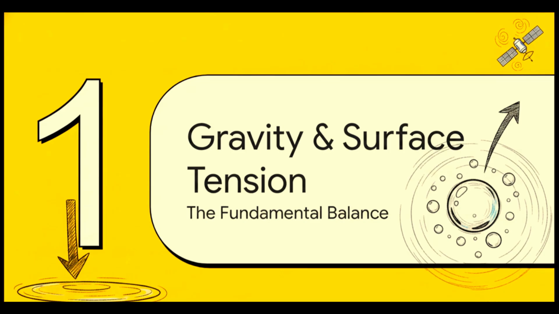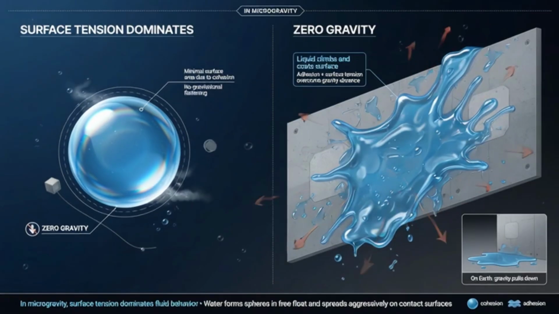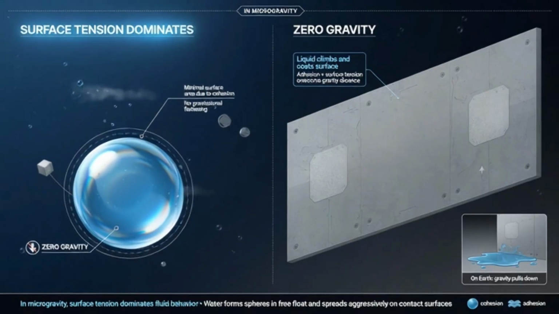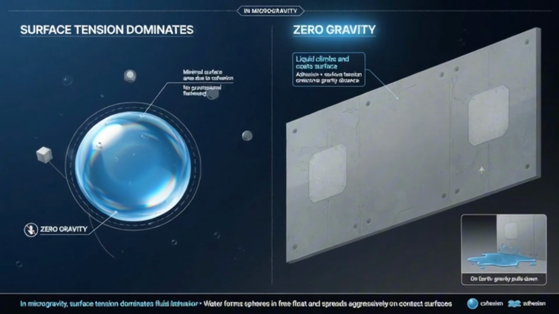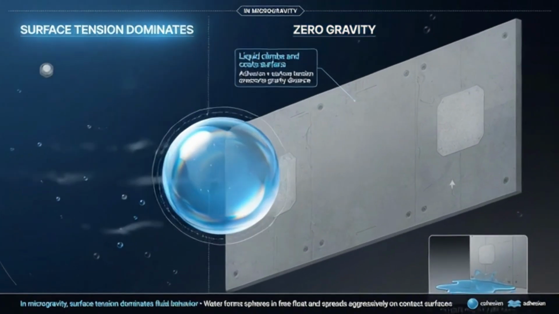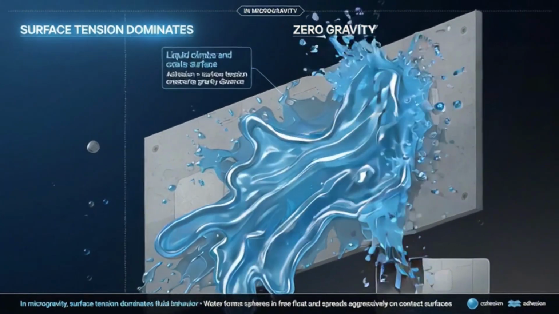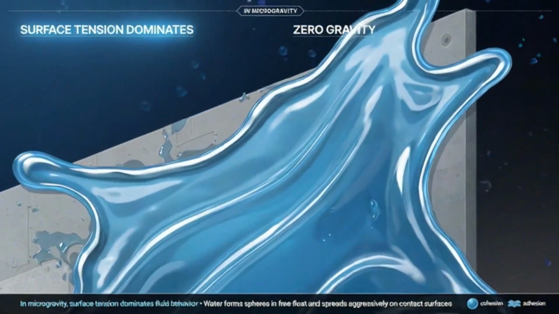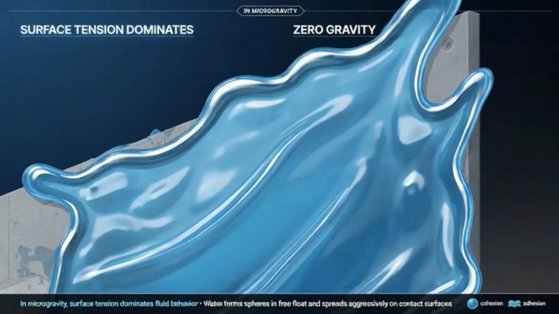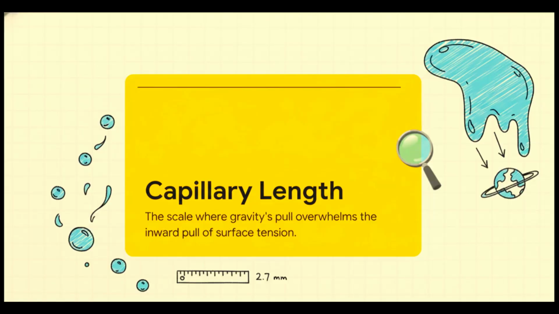Section 1, gravity versus surface tension, the fundamental balance. Okay, let's start with the basics of this universal struggle. Surface tension always wants to minimize surface area, right? It pulls liquids into those tight, perfect little spheres. But gravity wants to minimize potential energy, so it just flattens liquids out. So who wins? Well, it depends entirely on the scale.